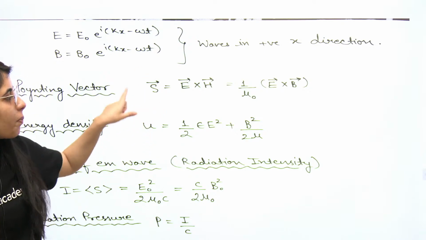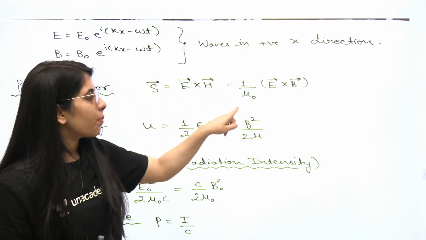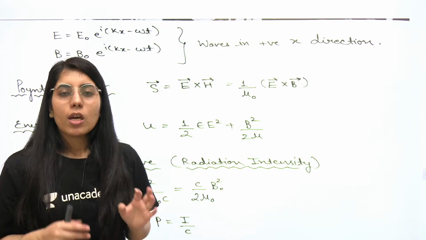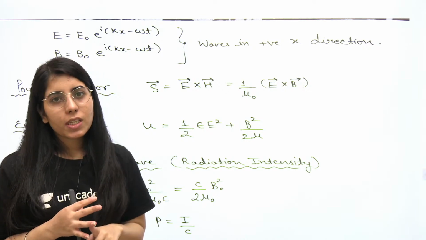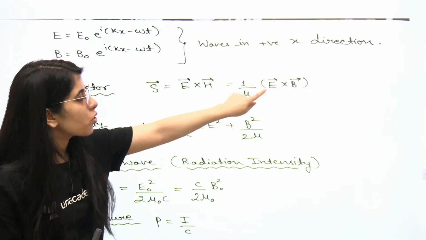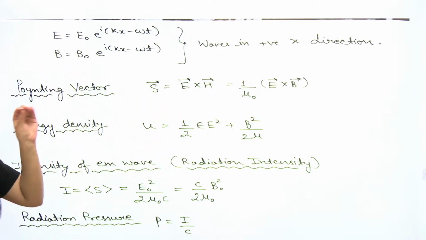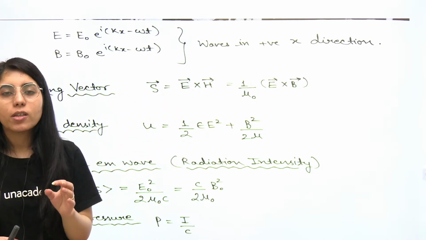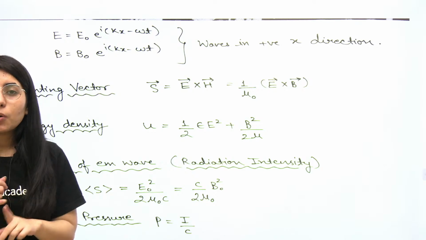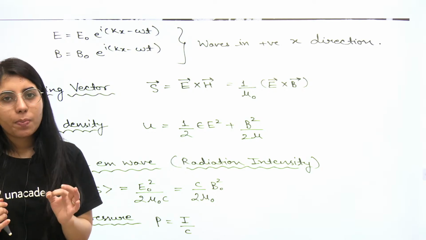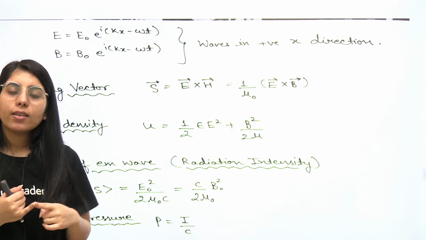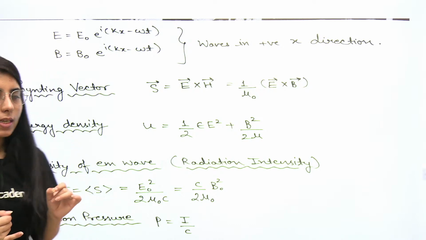So in this case, the Poynting vector expression becomes 1 upon mu naught E cross B. If the electric field and the magnetic field are given to you, you are going to have the expression 1 upon mu naught E cross B for the Poynting vector. It is a very important concept. It is going to be a very important formula and very much expected in the CSIR NET exam as well as in the GATE physics exam.